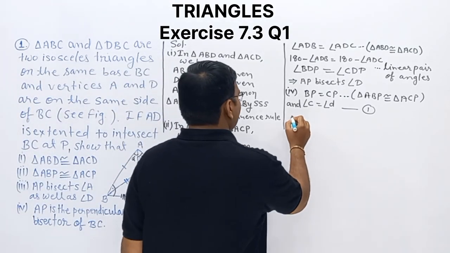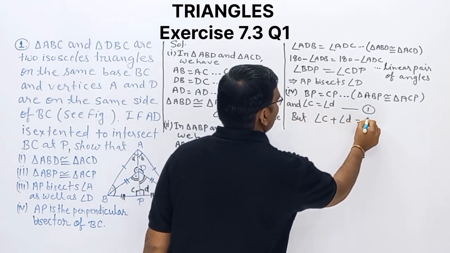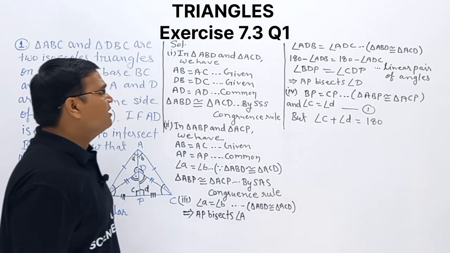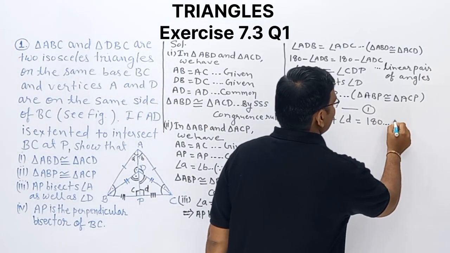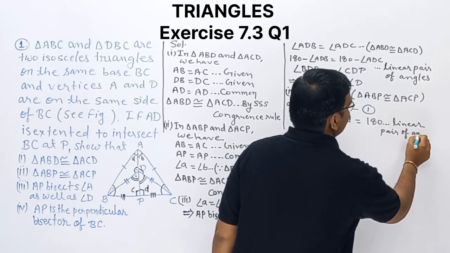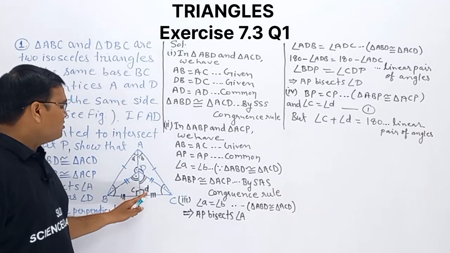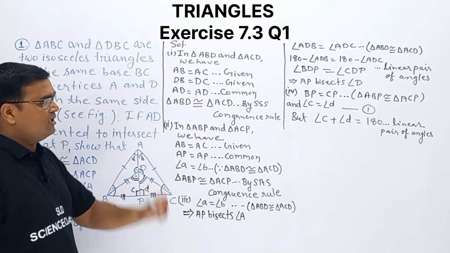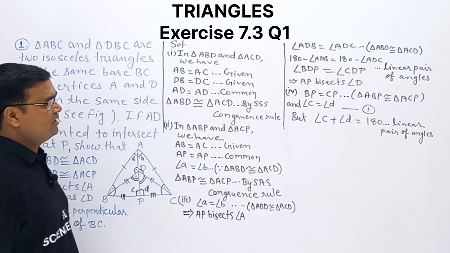But angle C plus angle D equals what? 180 degrees. Why is this 180 degrees? Linear pair of angles, 180 degrees. Observe, this angle plus this angle is making a linear pair, so the sum of both angles will be 180 degrees. From the linear pair axiom we can say angle C plus angle D equals 180 degrees.